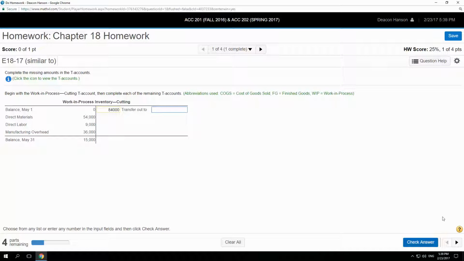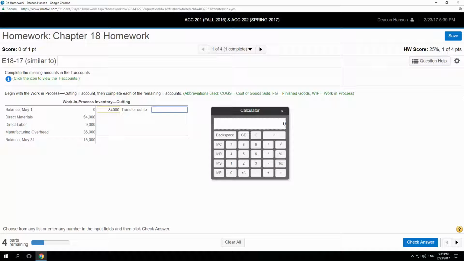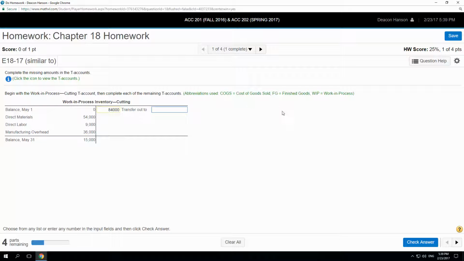Okay, and one way to check that is to work it forward now. We backed into that number. We could go 54,000 plus 9,000 plus 36,000 minus 84,000. And it should give us the $15,000 balance. Okay, so that's kind of straightforward.